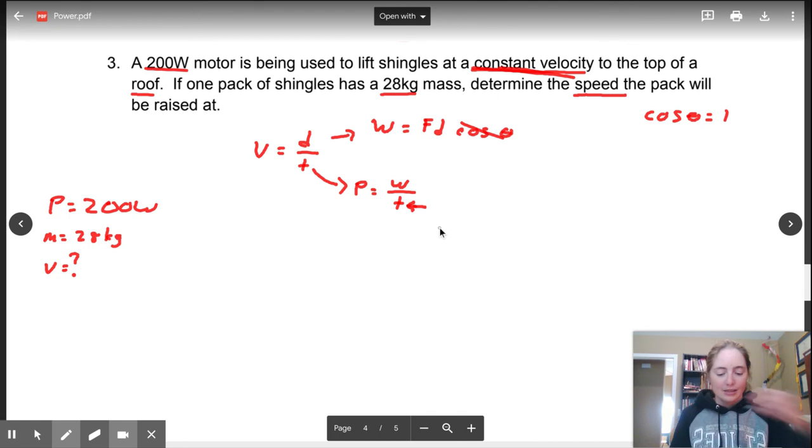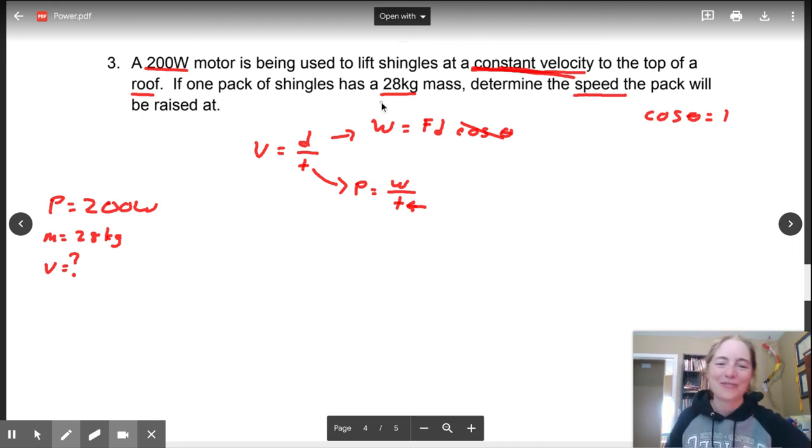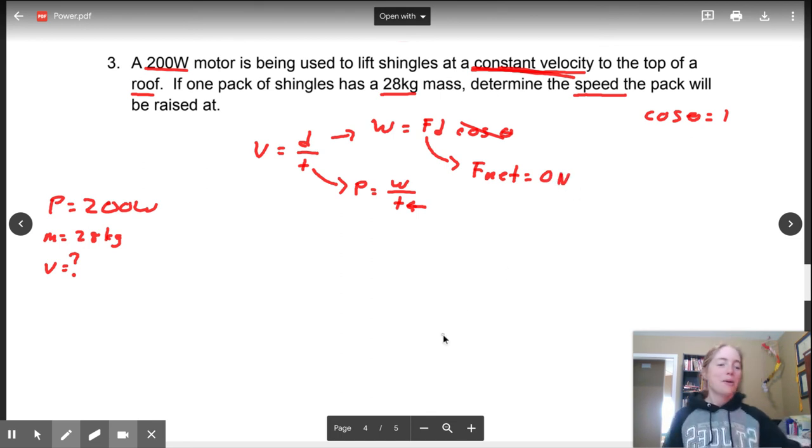All right, now let's think for a moment here. Constant velocity, our net force is going to be 0. We're moving at a constant velocity. But guess what? This bunch of shingles is being moved upwards. So therefore, we can make an F-net equation. We have a force applied and we have a force of gravity.